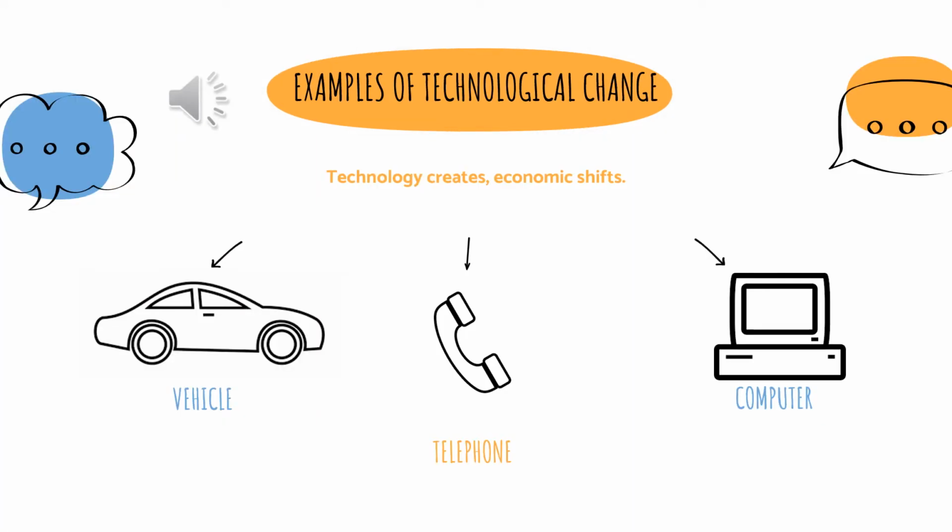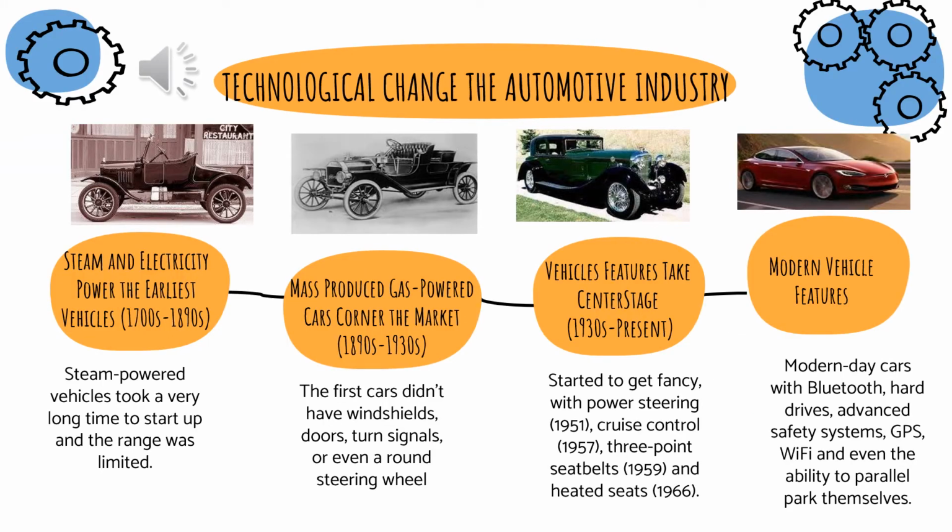So let's move to the examples of technological change. For today, we will go through these 3 examples that we usually use in our daily life, that is vehicle, telephone, and also computer. Technological change in the automotive industry. You may be surprised to find electric vehicle not a new concept. The first automobile actually ran on steam and also electricity.